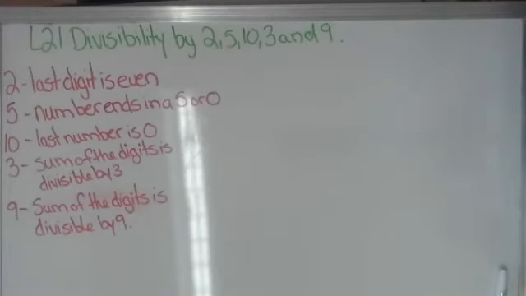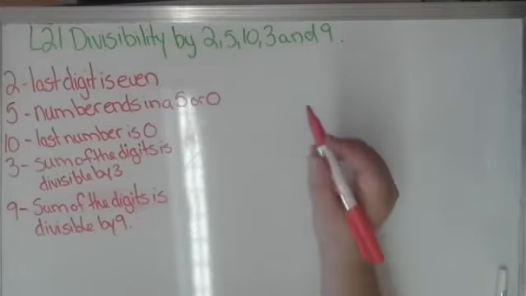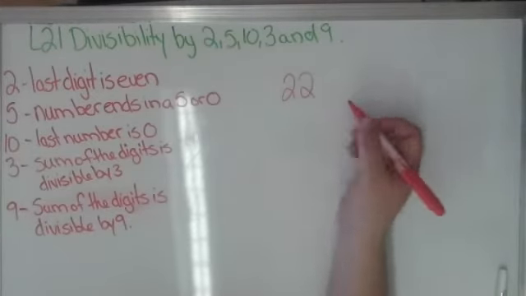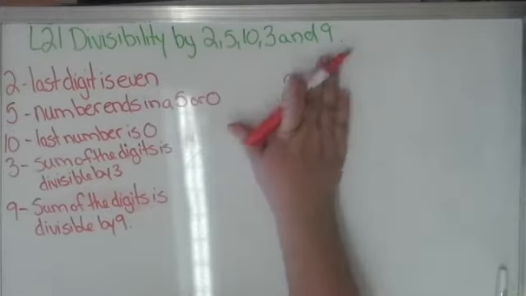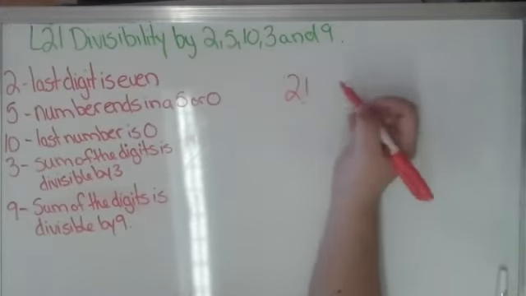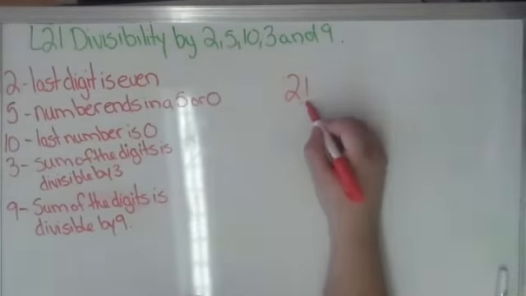For 2, a number is divisible by 2 if the last digit is even. So for example, 22 is divisible by 2 because this digit is an even number. If it had been 21, it would not have been divisible by 2 because this is an odd number.